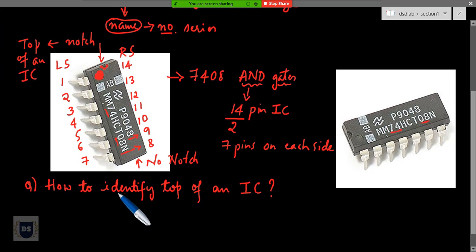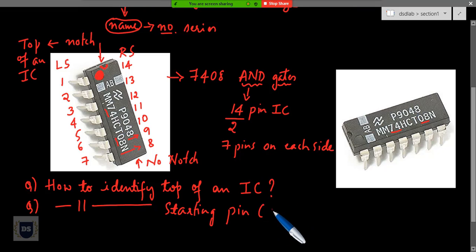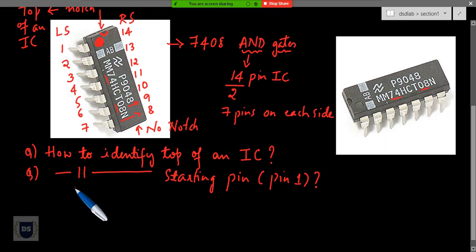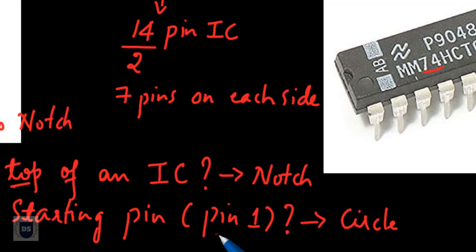So this is how we can identify the top of an IC. After identifying the top, the next question is how to identify the starting pin, or in other words, how to identify pin number 1 so that we can start to count. In order to do so, most ICs are associated with a notch. By looking at the notch, I can make out the top of an IC. By looking at the circle very close to this pin, I can make out that it is pin number 1, and that's where my pin count starts.